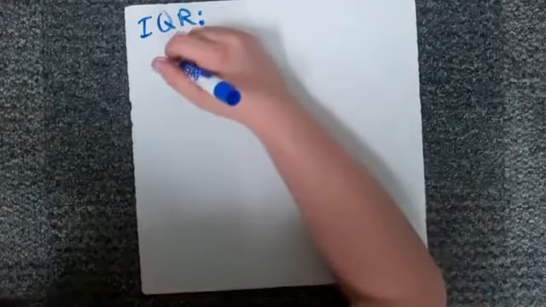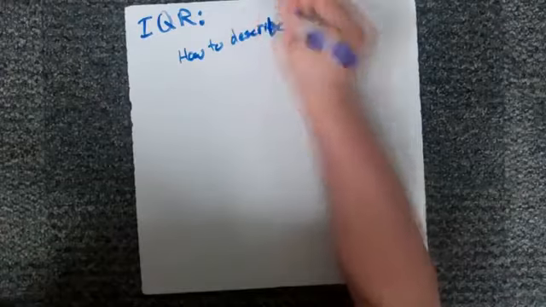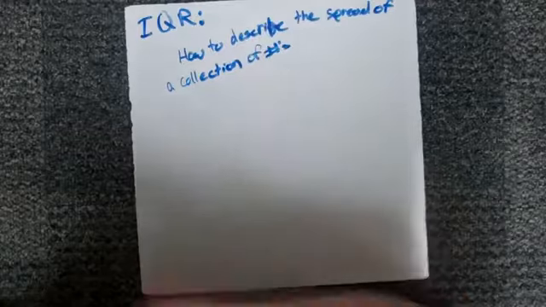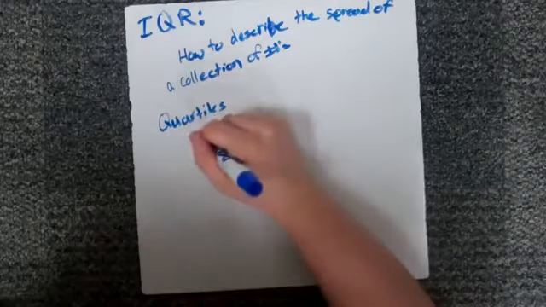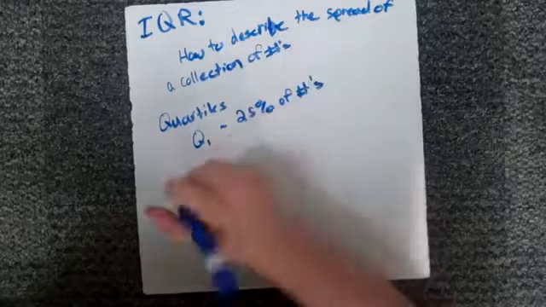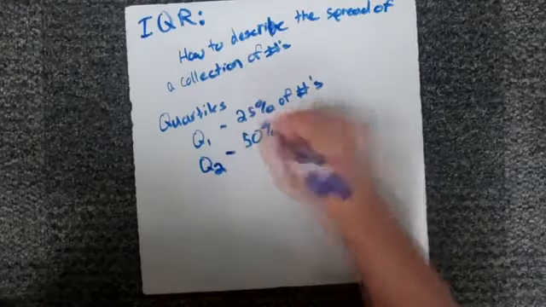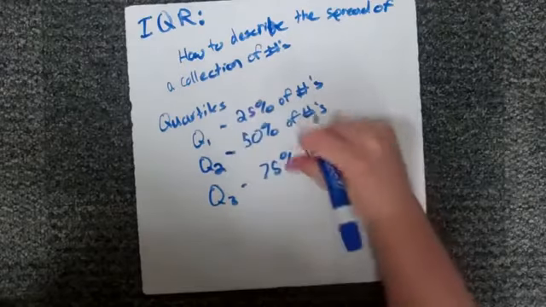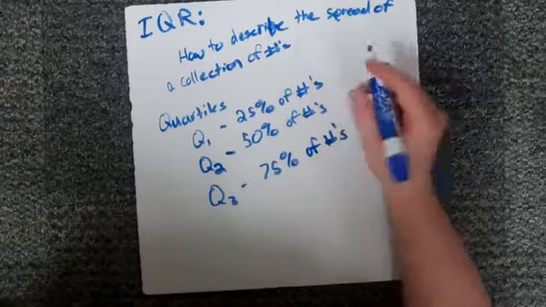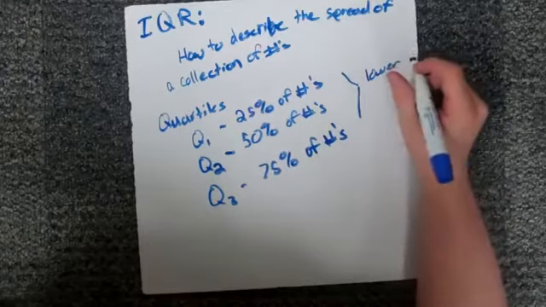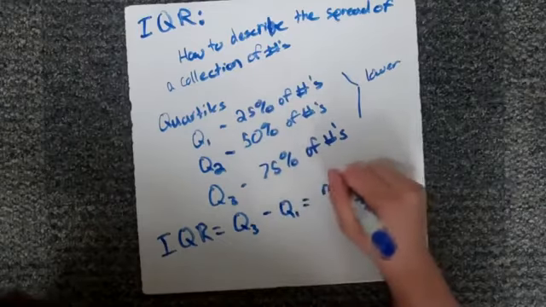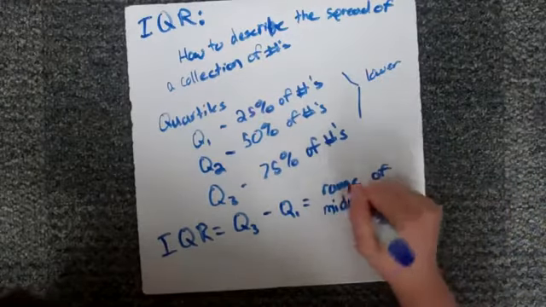Interquartile range. How to describe the spread of a collection of data. Quartiles. Quartile 1 is 25% of the data, so 25% of your numbers are going to be below the value of quartile 1. Quartile 2, 50% of your data is going to be below that number. Quartile 3, 75% of the numbers will be below that one. Note that those are lower. Quartile 2 could also be the median. Your interquartile range is equal to Q3 minus Q1, which is the range of the middle 50% of your data.